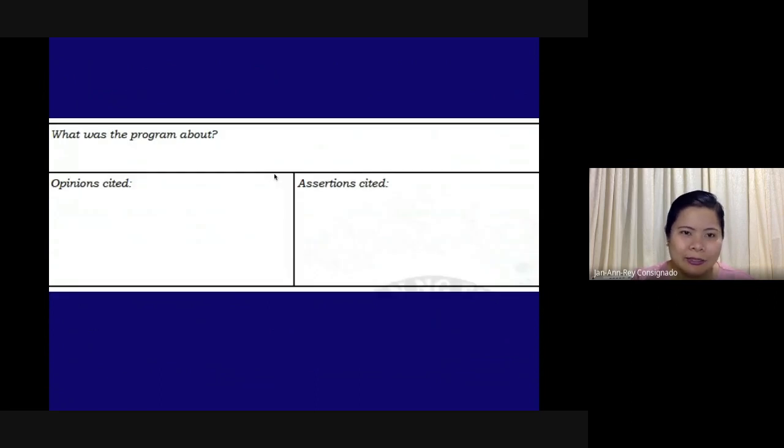That's the template. What was the program about? First column, opinions cited. Second column, assertions cited. Okay? What was the program about? Opinions cited, assertions cited.